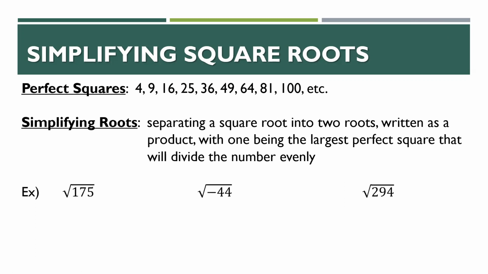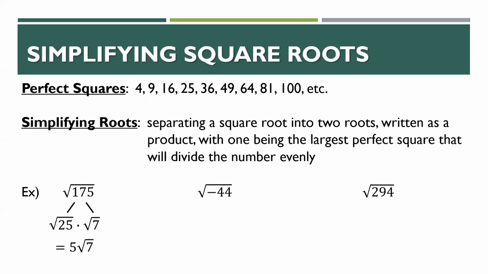First we've got the square root of 175. What I want to find out is the largest perfect square that's going to divide 175 evenly. So 25 is the perfect square that will divide 175, and it becomes the square root of 25 times the square root of 7, because 25 times 7 is 175. Then simplifying from here, the square root of 25 is 5, so your answer becomes 5 square roots of 7.